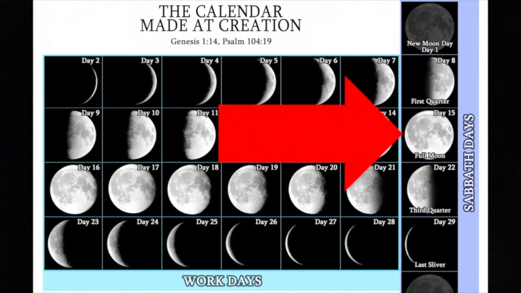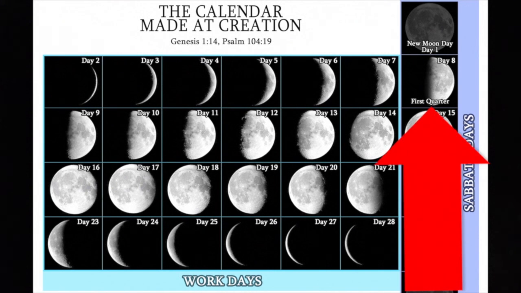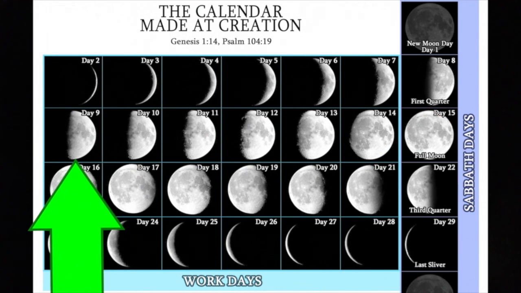Whenever you see a full moon, the night that you see a full moon, it means that the next day you have to keep the Sabbath. You keep your Sabbath on the full moon on the next day, and this is how it goes. So the Sabbath begins from the morning of this day, the morning of the seventh day. That's when you keep the Sabbath all the way to the next morning.